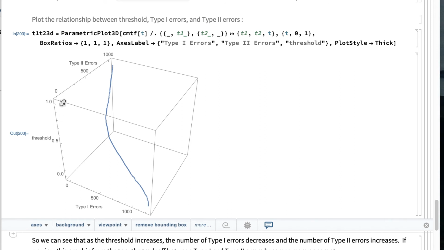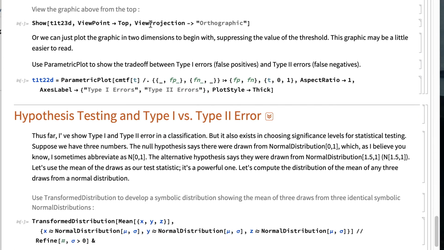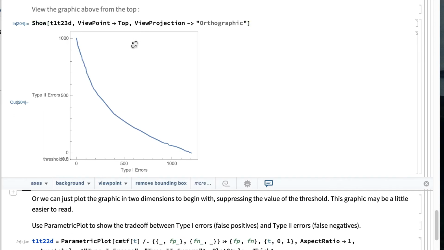trade-off. Here the threshold is very high. We have lots of type 2 errors, but we have no type 1 errors. Here the threshold is very low. We have lots of type 1 errors, but no type 2 errors. And here are the intermediate positions. If we look at this graphic from the top, we can see that trade-off.